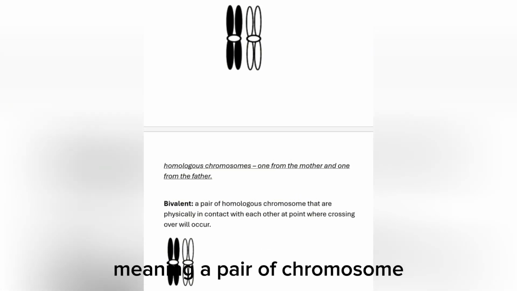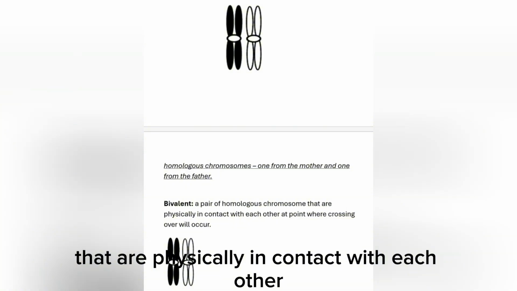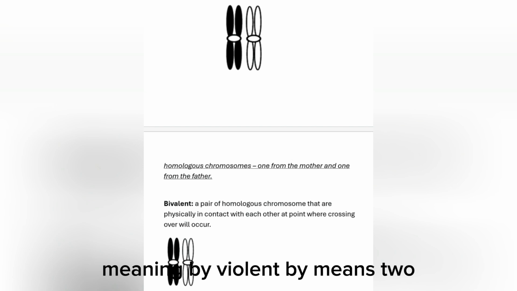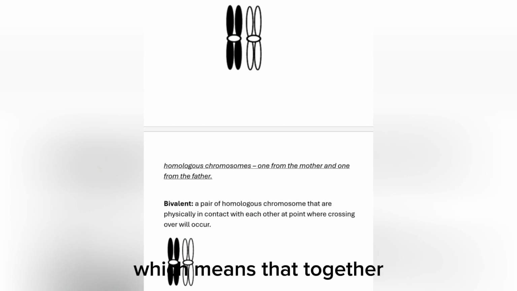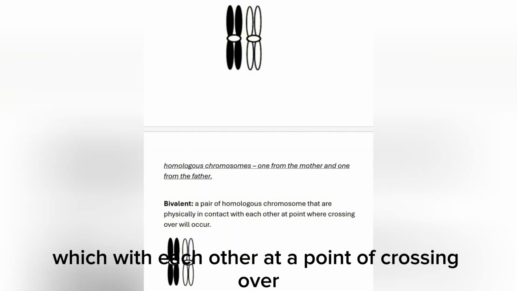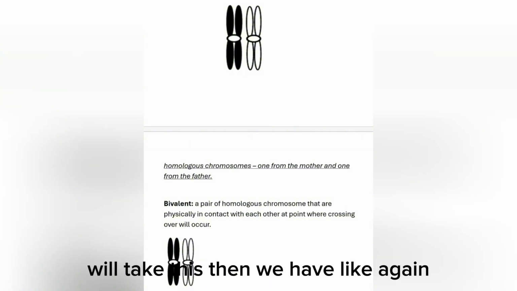Alright, then we have bivalent. Bivalent meaning a pair of chromosomes that are physically in contact with each other at a point where crossing over will take place. Bi means 2, which means they're together. So it's a homologous chromosome that are physically in contact with each other at a point where crossing over will take place.